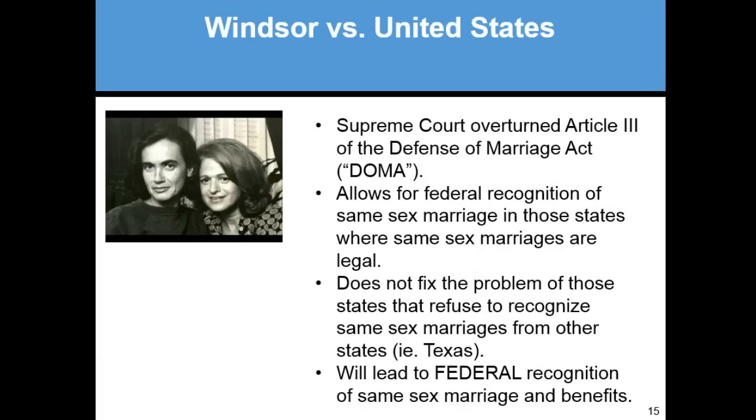The Supreme Court recently overturned Article 3 of the Defense of Marriage Act, which allows for federal recognition of same-sex marriages in those states where same-sex marriages are legal. But it doesn't fix the problem of the states that refuse to recognize a same-sex marriage, like Texas. So the question becomes, at what level will this problem be solved? Is it going to be the courts? Is it going to be an amendment to the Constitution? Or are we going to let the states continue to decide, and in that process have different laws that apply in different states?